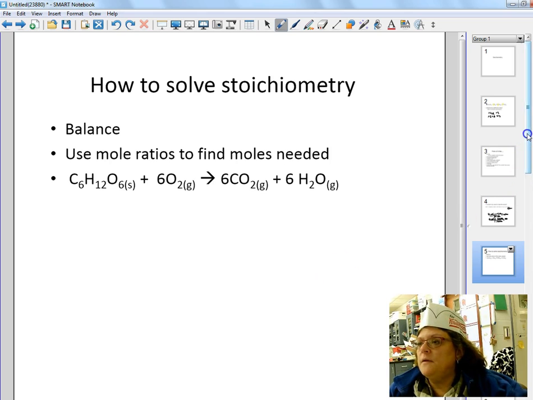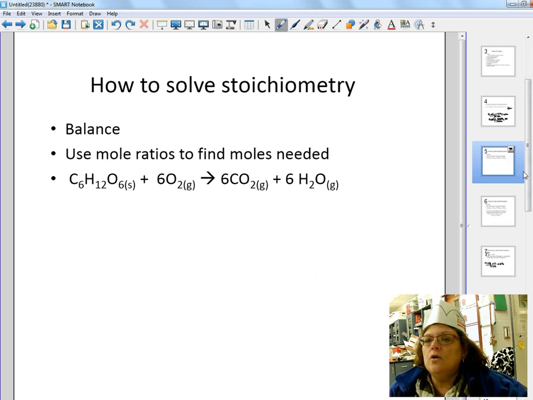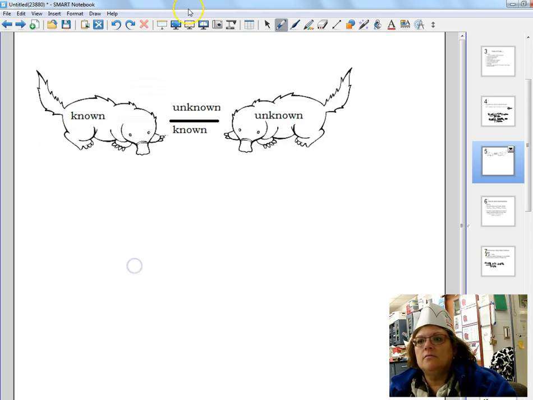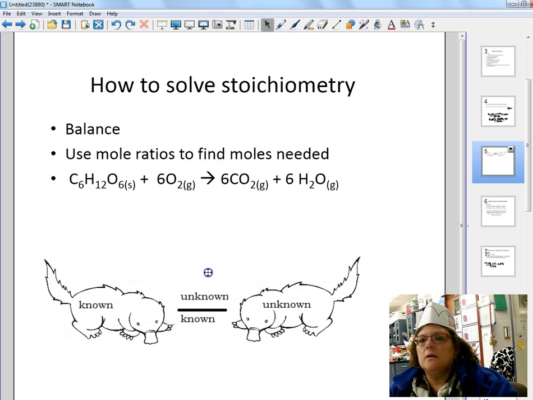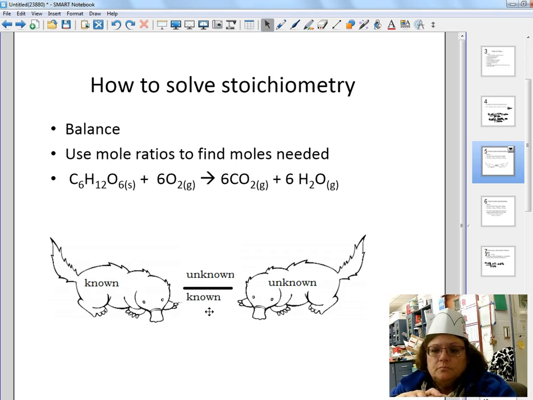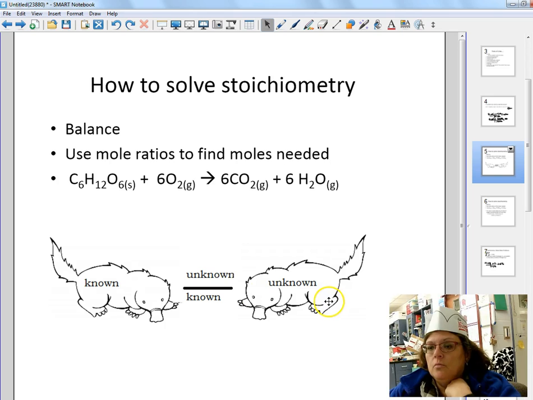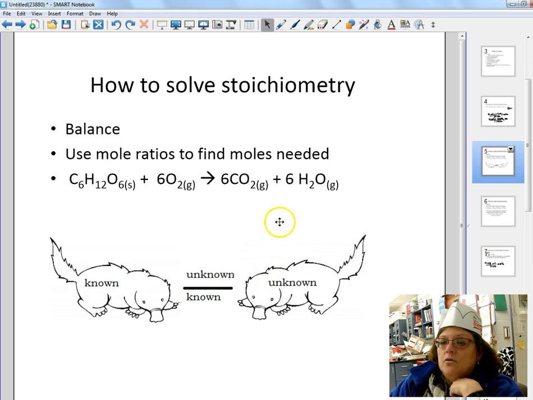And I'm going to introduce something and have you make a new tool to go with your mole map. And this tool is called the mole bridge. So, see if it'll work. I need to hit paste. And of course it covers up what I had on there, but I can pull it down. The mole bridge. You're going to take moles that you know. You multiply them by the ratio of the known to unknown, which comes from your coefficients. And then you multiply, and that answer will give you your unknown.